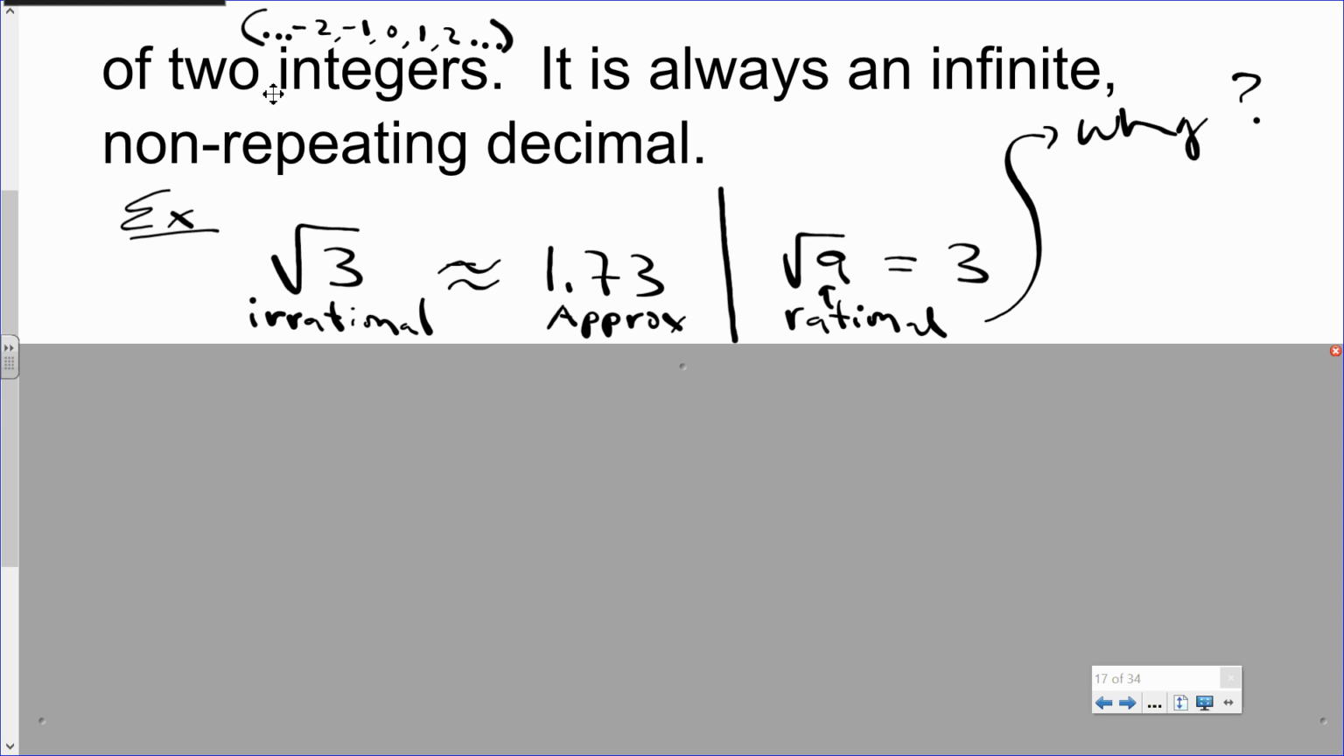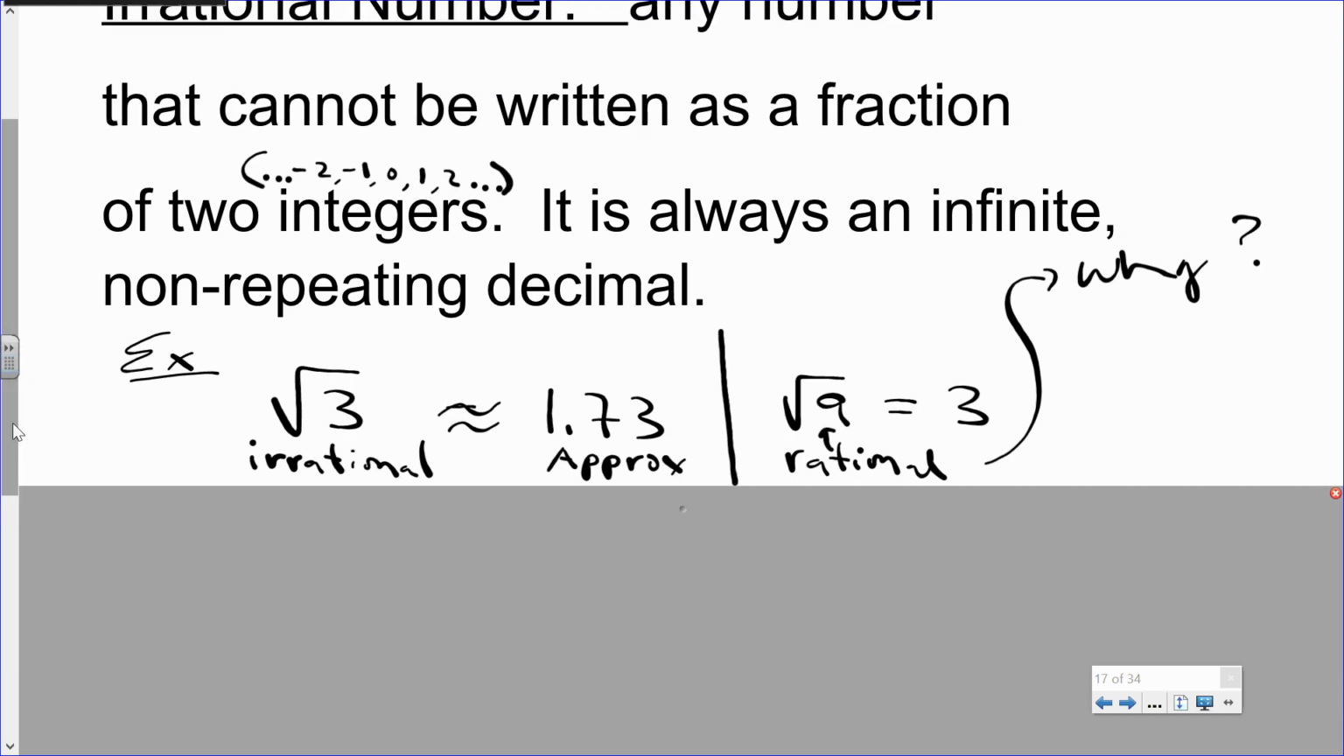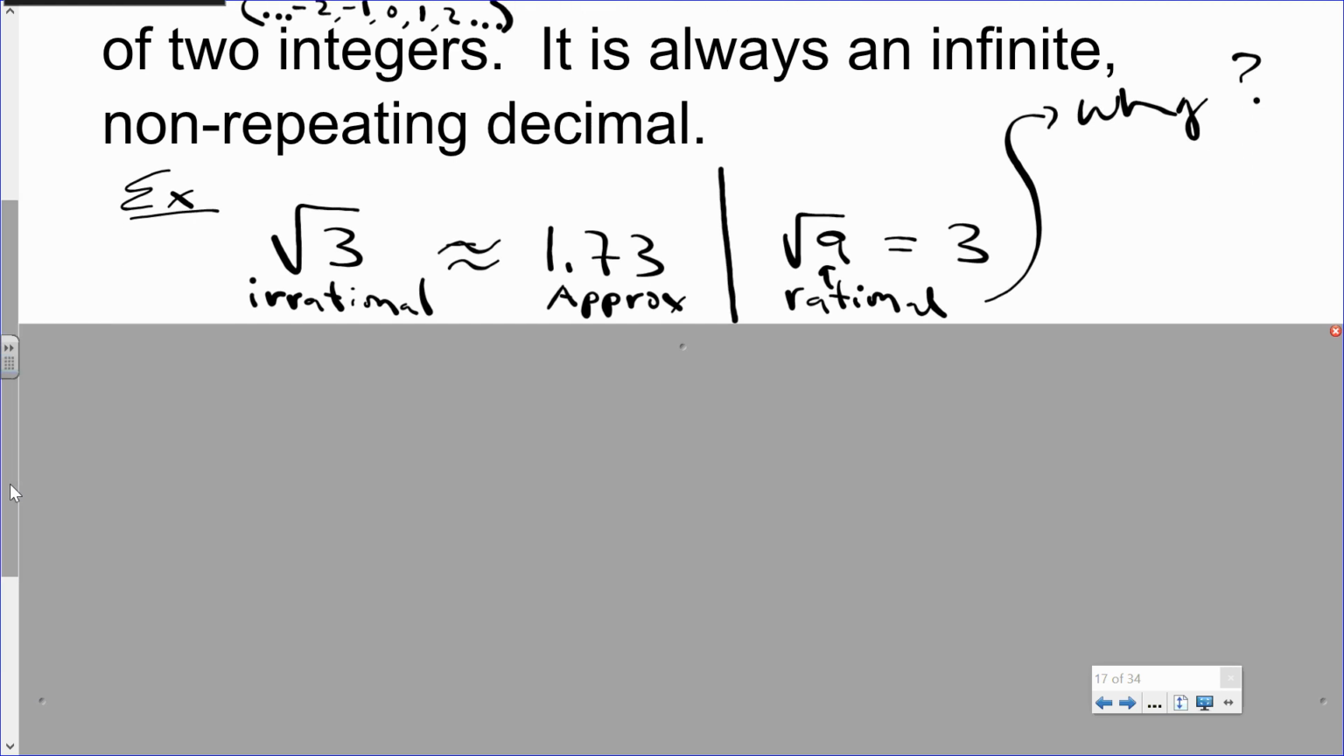Here's why. I can express 3 as a fraction of two integers. Remember, integers are negative and positive whole numbers. Notice how I can express 3 as a fraction of two integers. Watch this. I can rewrite 3 as two integers. Well, who can tell me the two integers? How can I write 3 as a fraction? How would I write the number 3 as a fraction? Right. Thank you. Someone drank their coffee this morning. Notice. That's an integer. And that's an integer.